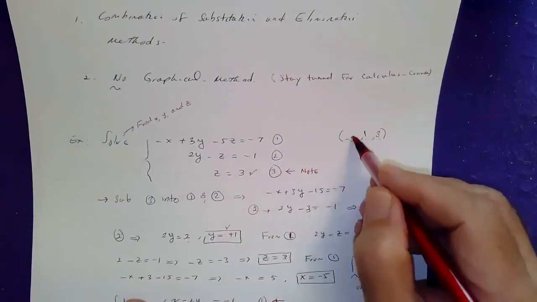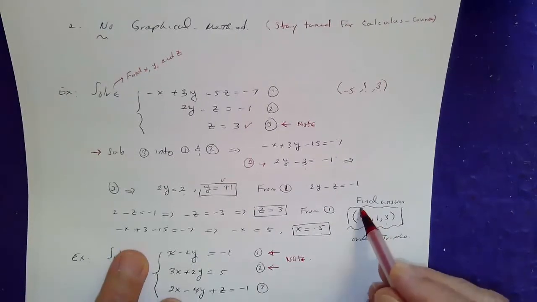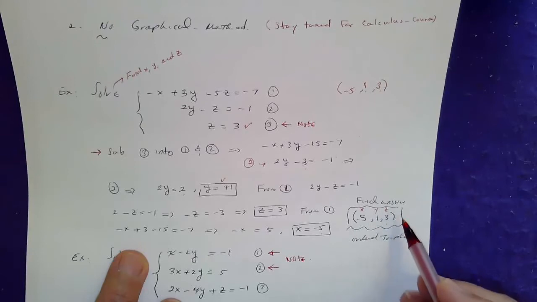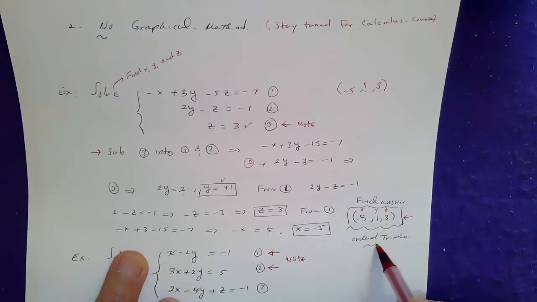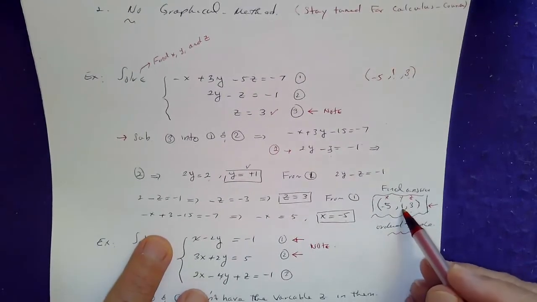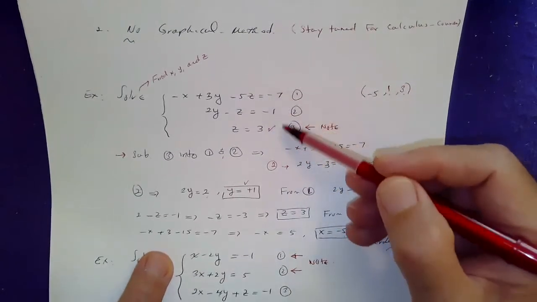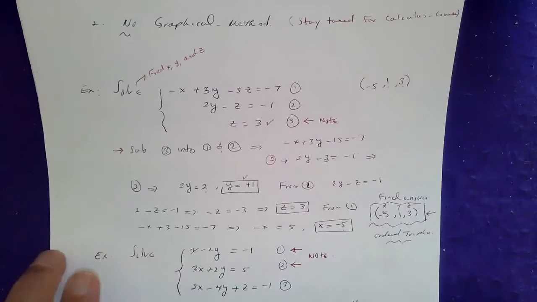So therefore, the answer is an ordered triple, and x goes first, followed by y, and z. This is our final answer. Remember, the answer is an ordered triple. So x is -5, y is 1, and z is 3, and it should satisfy all three equations simultaneously.